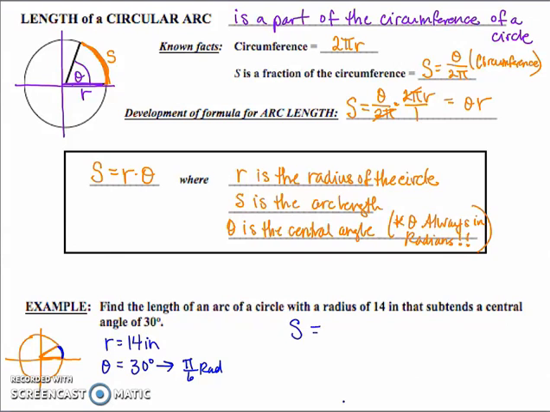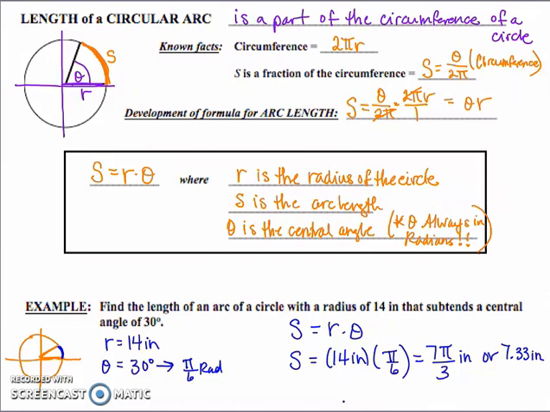If we use our formula, S is equal to R times theta, that means that our arc length would be equal to 14 inches times pi over 6. In terms of pi, this would be 7 pi over 3 inches, or if we grab our calculators and we multiply 7 times pi divided by 3, it's going to be 7.33 inches, which maybe makes a little bit more sense when we're talking about length.